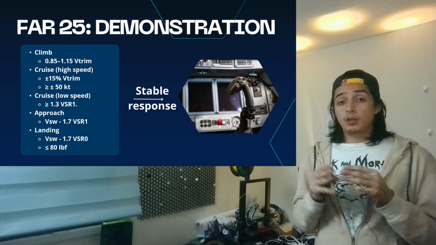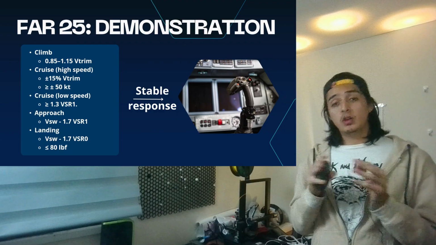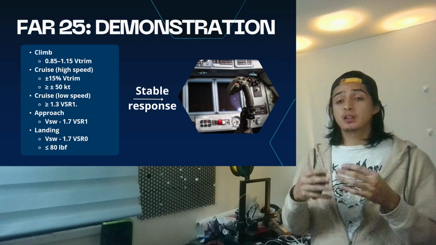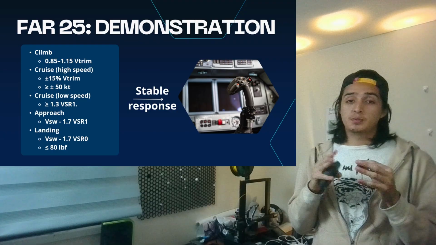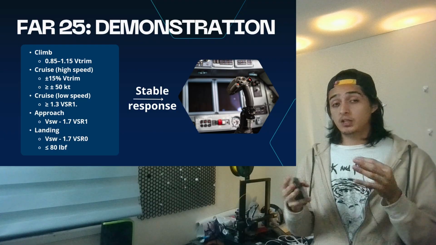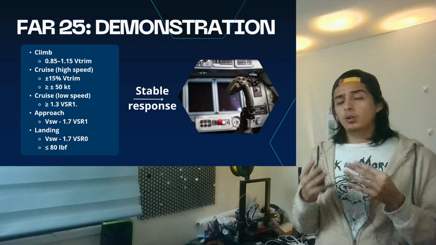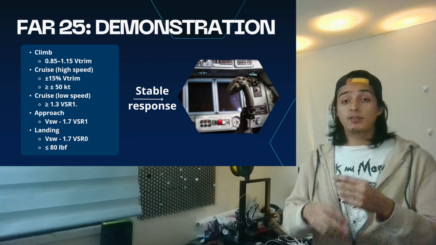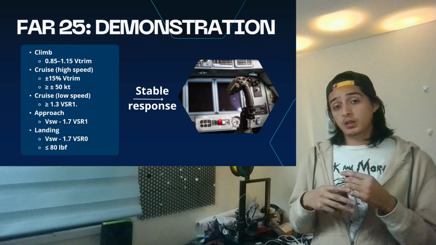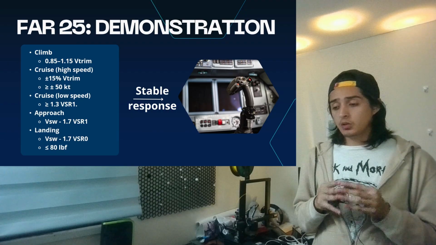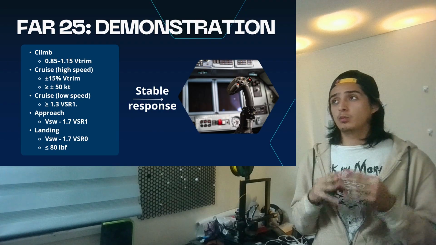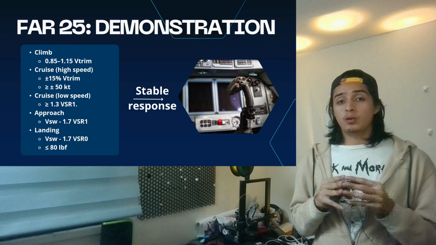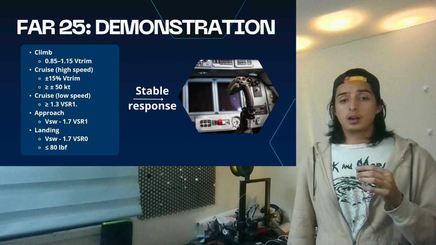So for example, if you are flying at cruise at high speed, you need to design your aircraft to have this stable response at plus or minus 15% of your trim velocity. But also you need to design your aircraft to be stable and have this stable response at low speed in your cruise. So this basically sets restrictions for your design where it needs to comply with these stability conditions.